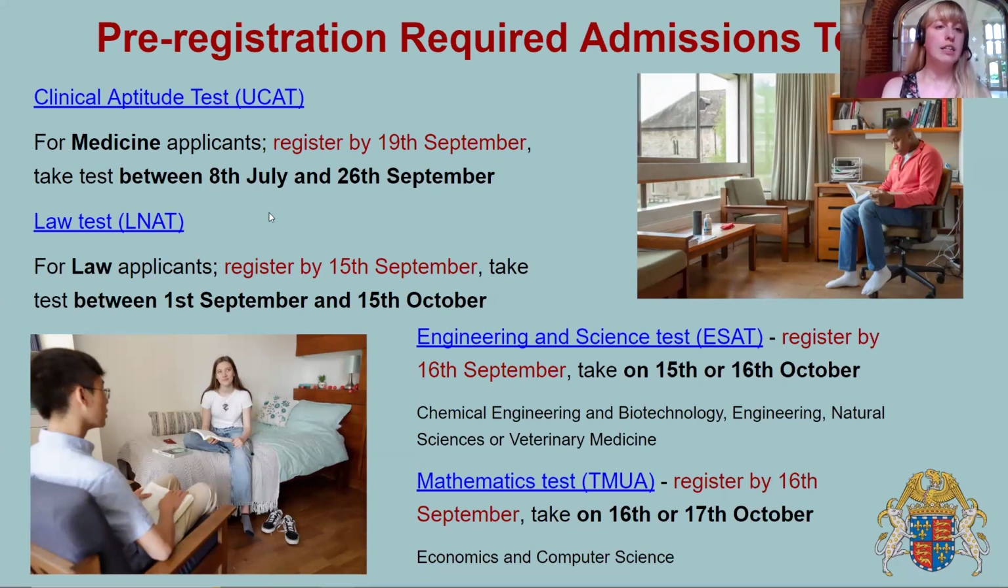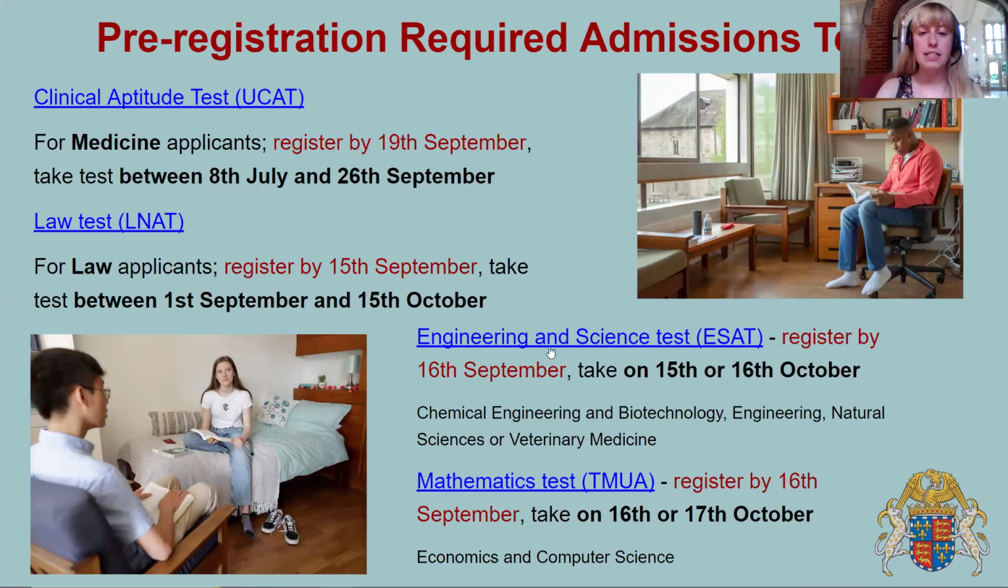For law, it's the LNAT that you'd need to take if you're applying to Cambridge to study law. You would need to register by the 15th of September for that one, and you take the test again in a window between 1st of September and 15th of October. For chemical engineering and biotechnology, engineering at Cambridge, natural sciences at Cambridge, and veterinary medicine at Cambridge, for all of those science courses, you take the science test, which is the ESAT, the engineering and science test. But that one you need to register by the 16th of September, and you would take that on either the 15th or the 16th of October. So those have specific test dates.